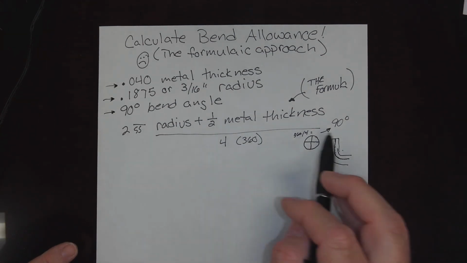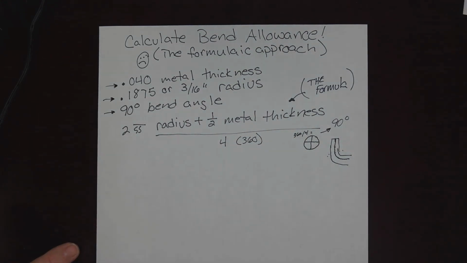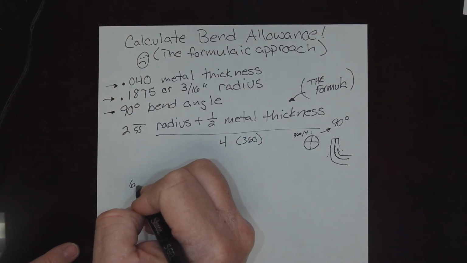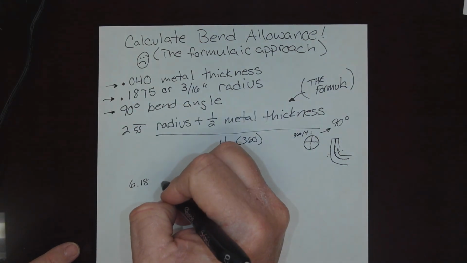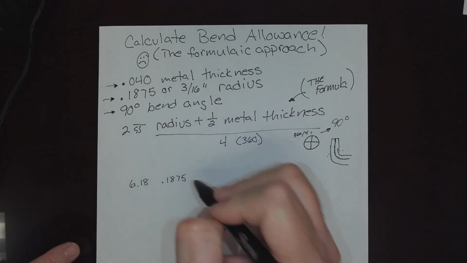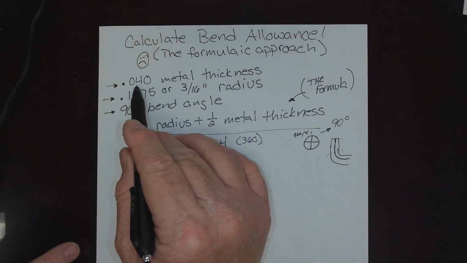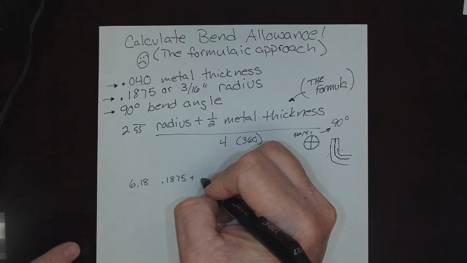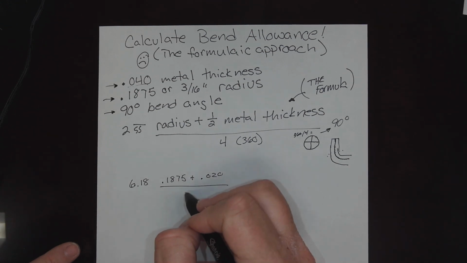So moving forward, this is what we're dealing with: circle, radius, metal thickness, division of a circle. Well, in this case, 2 pi, we'll just use 6.28 times the radius. Well, the radius is 0.1875 plus half the metal thickness. Well, the metal thickness is 40 thousandths. So what I'm going to do is drop my addition sign, and half of 40 thousandths, you betcha, 20 thousandths. And I'm going to divide that by 4.